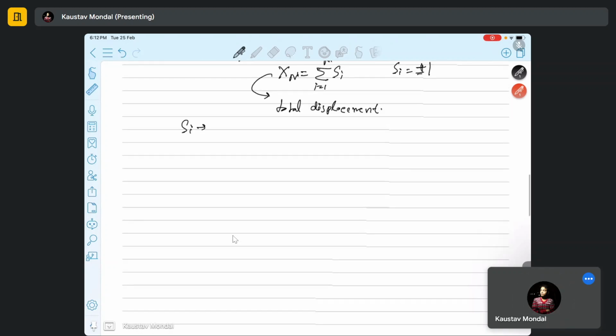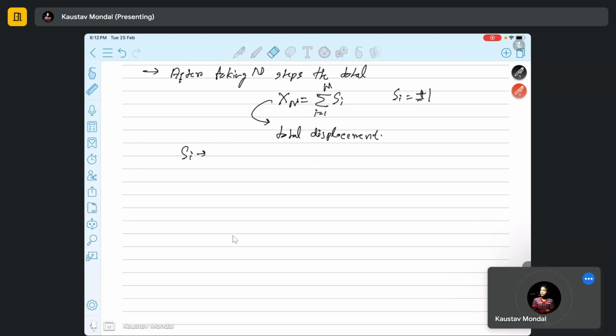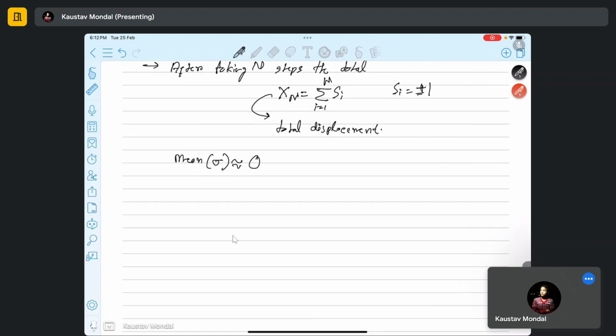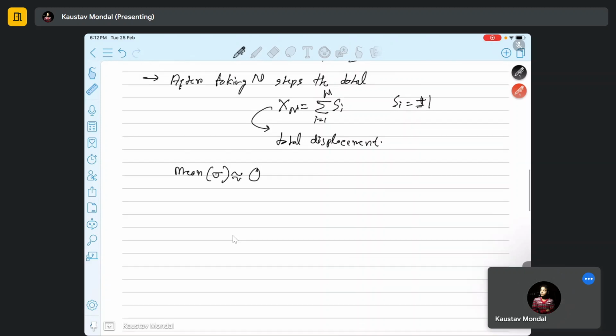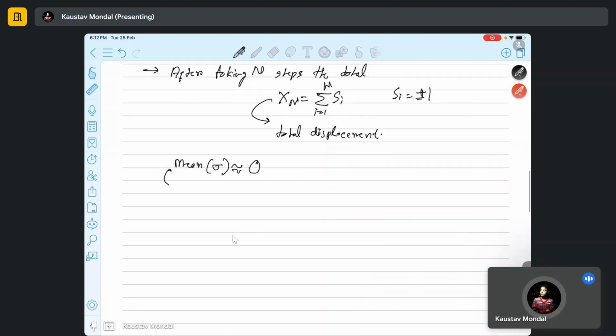And the next thing is the mean. Let's denote the mean as sigma here. If you are taking a large number of steps, then the mean should be equal to 0. So this is the value of the mean for the ideal case, and that is basically the total mean displacement.